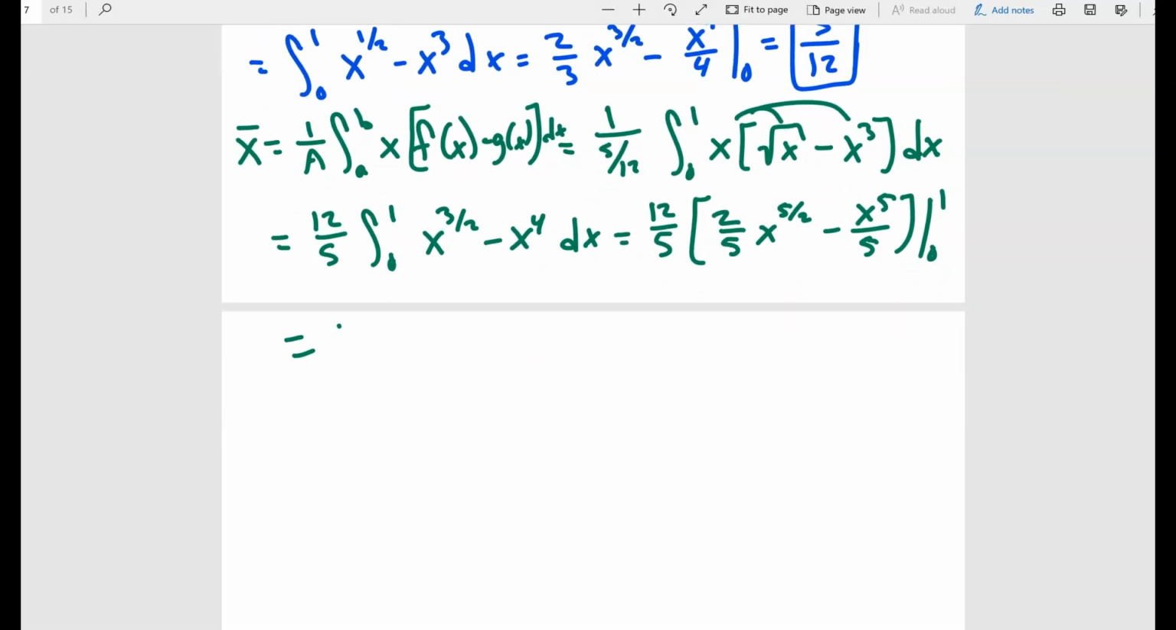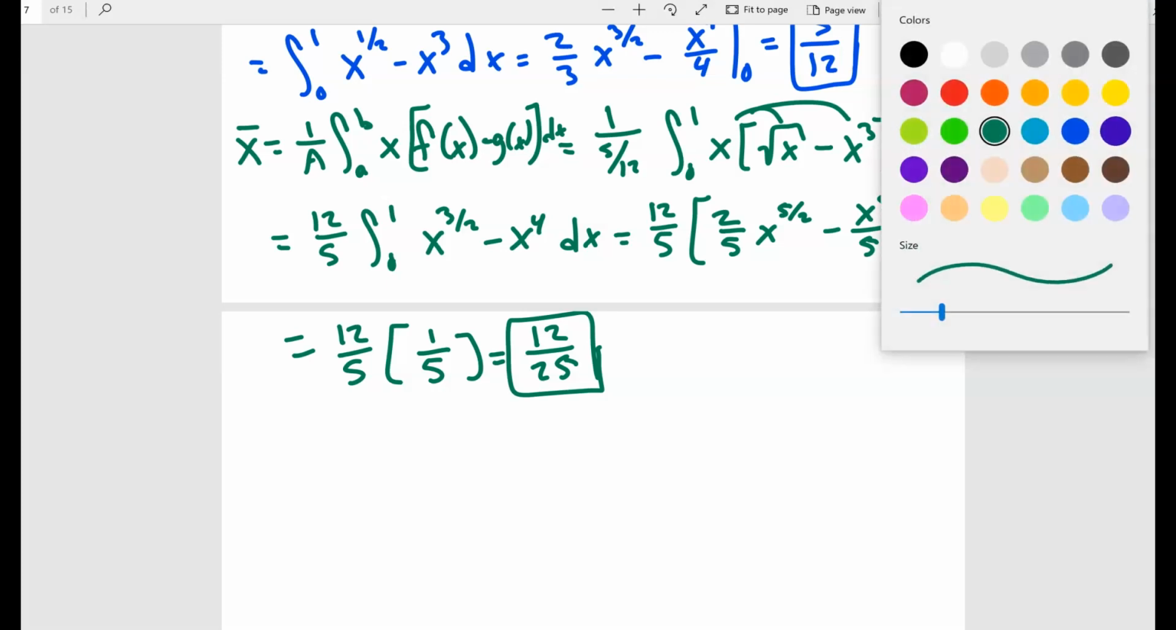So then I'm going to have 12 over 5, okay, and then I'm going to plug in the 1 in there, and what is that going to give me? 1/5, okay, which in turn gives me 12 over 25. Okay, so that's what x bar is going to be equal to.